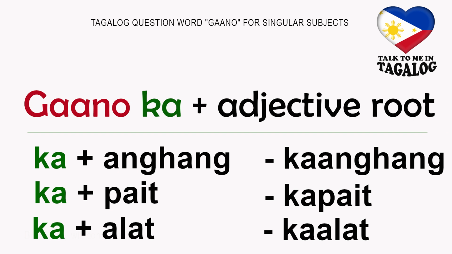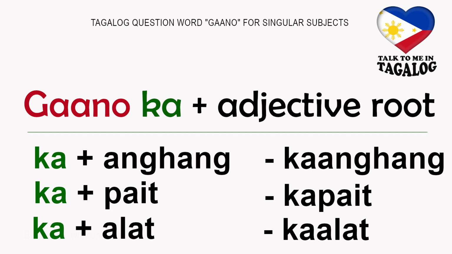There are only two simple rules to remember in forming gaano questions. The first one is, when inquiring about singular subjects, you should use this pattern: gaano plus the prefix ka that is placed before an adjective root. So it's gaano ka-adjective root. For example, anghang is the root word of the adjective maanghang, which means spicy. If you add ka before anghang, you will form the new word kaanghang.